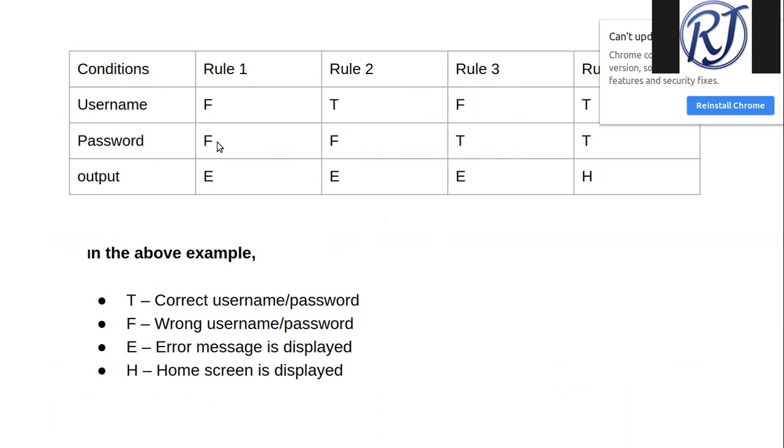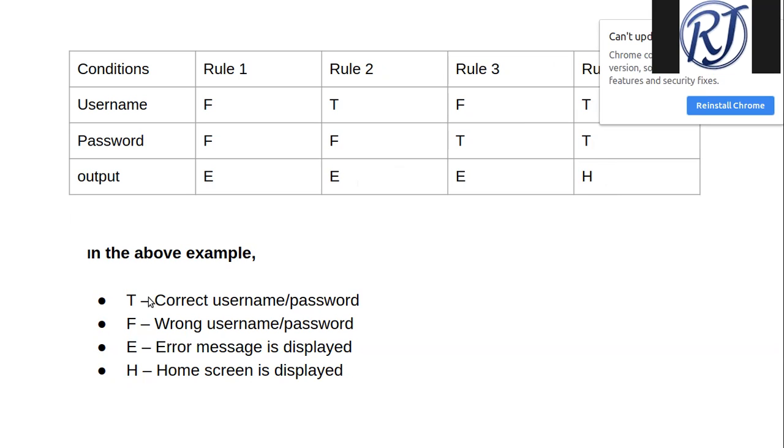Rule 1 is when both are false, then the output should display an error. If out of username and password only one is correct, then also it should display a validation error message. And rule 4 is when both are true, then only the user will be redirected to the home screen.